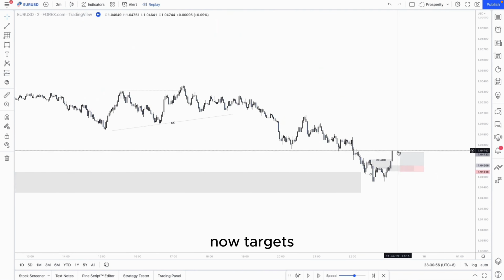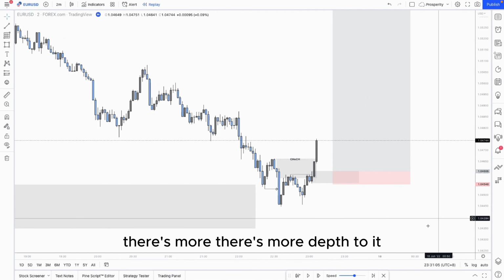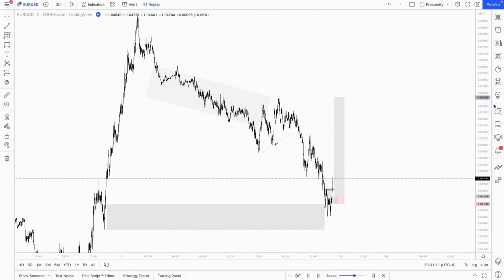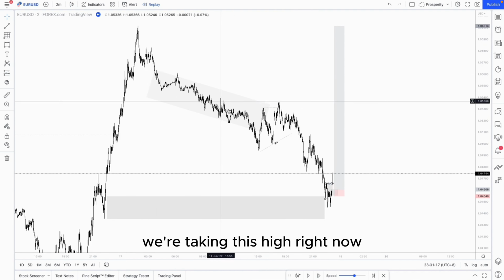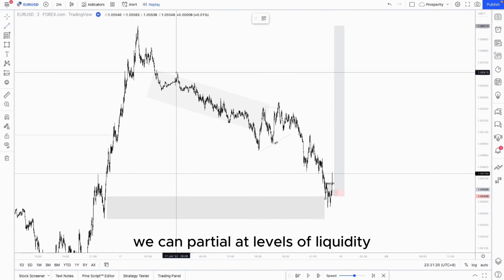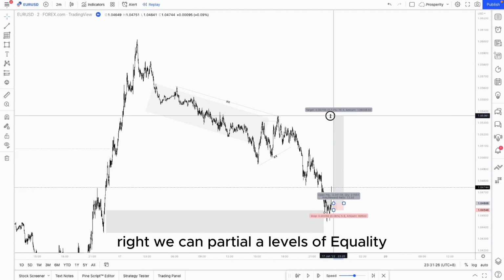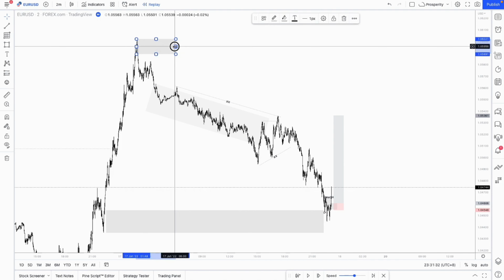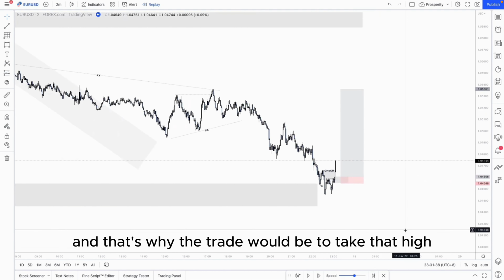Now, targets, let's take out highs. There's more depth to it as to why we take out highs, and in all honesty, I'll just keep it completely transparent with you and give you all the source. We're taking this high, right? Now, we can partial at levels of liquidity, right? We can partial at levels of liquidity, but we're taking this high. Overall, we might have some level of reaction here, but we are probably taking this high, and that's why the trade would be to take that high.